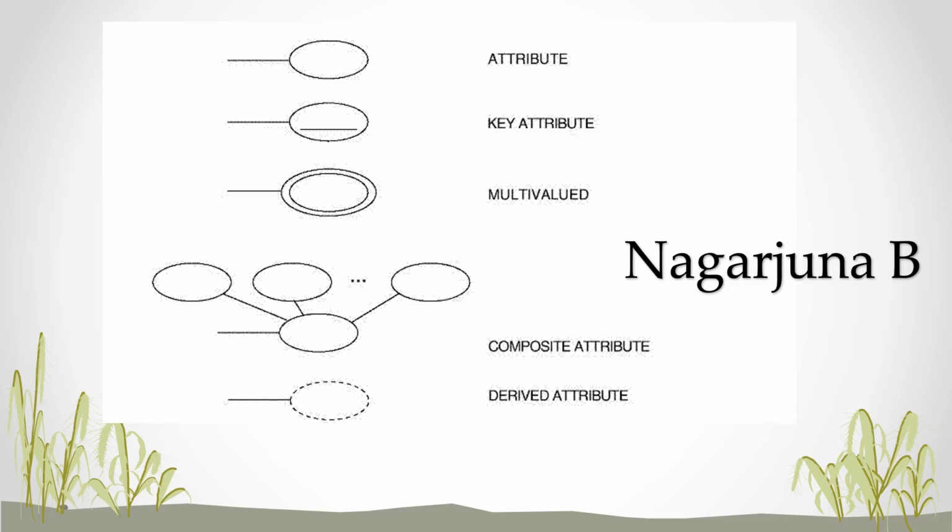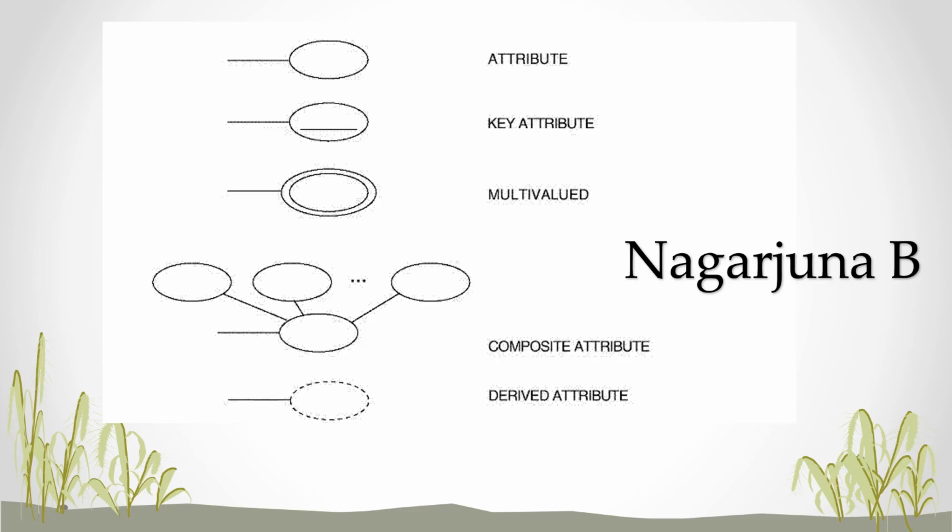So next one is the attribute symbol. This one we use for the purpose of representing an attribute. An attribute is nothing but which will be specifying the characteristic of an entity. For example, if an employee is an entity, those characteristics are employee name, employee age, salary, last name, first name, date of birth, like that.